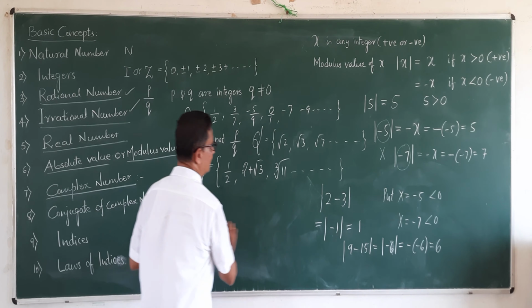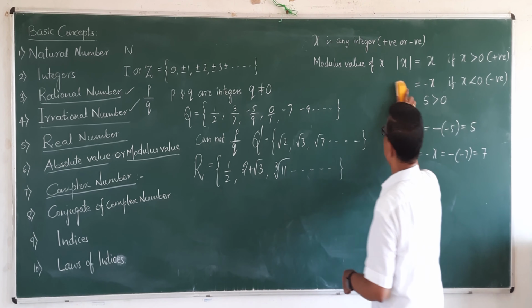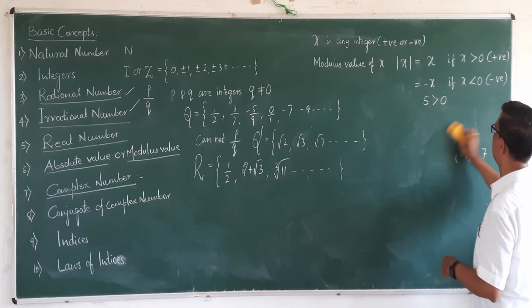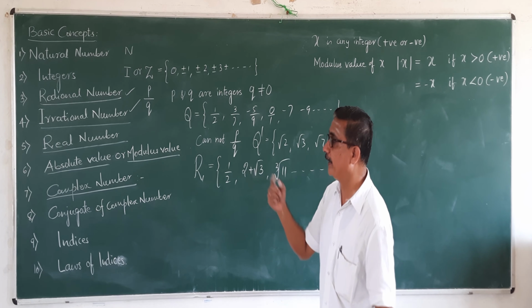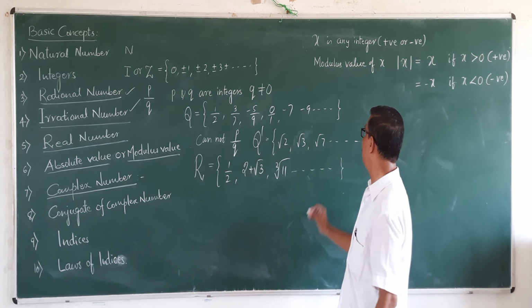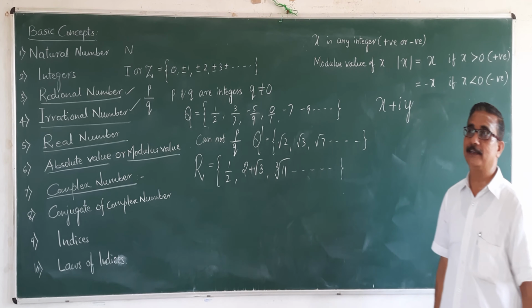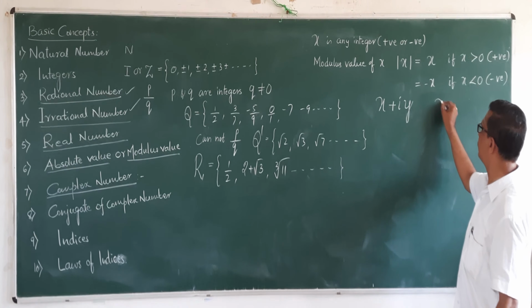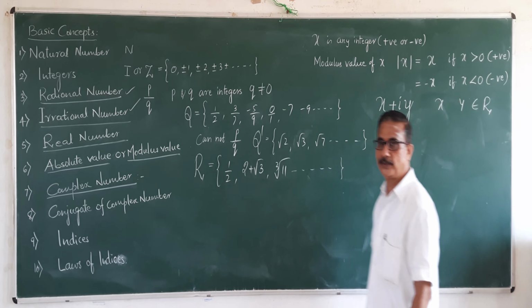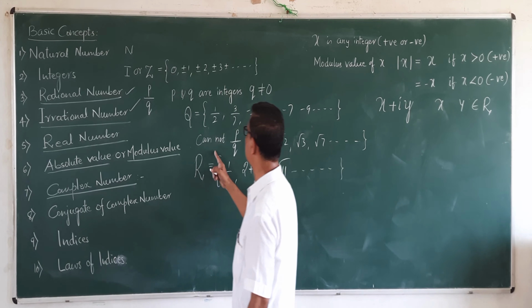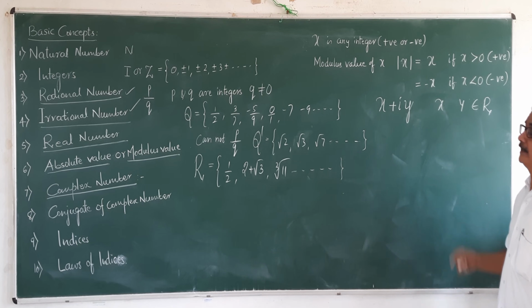As you know the definition of rational number. How have we defined a rational number? A number which can be expressed in the form p by q. Like that, here define complex number. A number which can be expressed in the form, say x plus iy, where x and y are real numbers. You know the definition of real number. The combination of rational and irrational numbers are called real numbers.